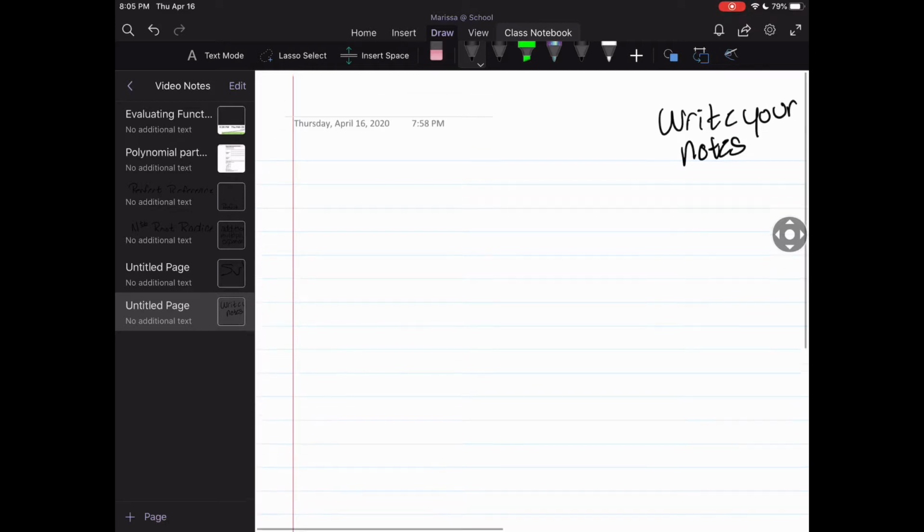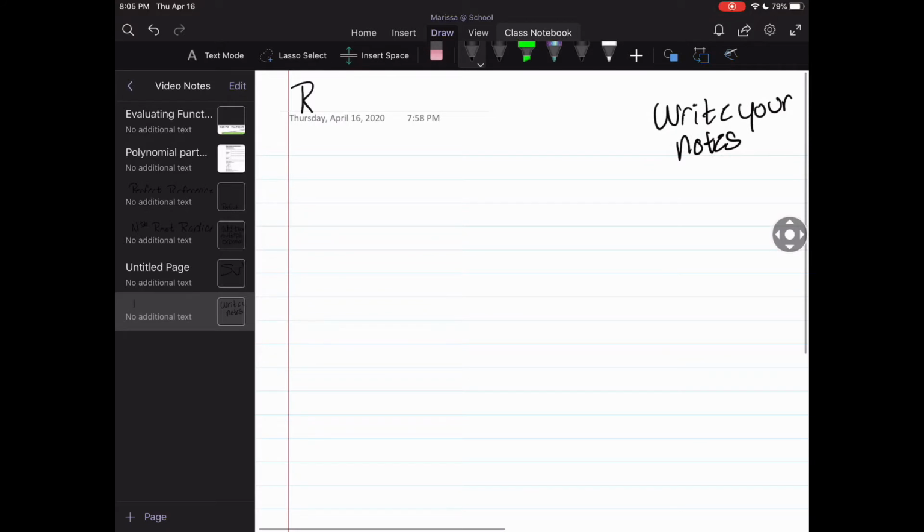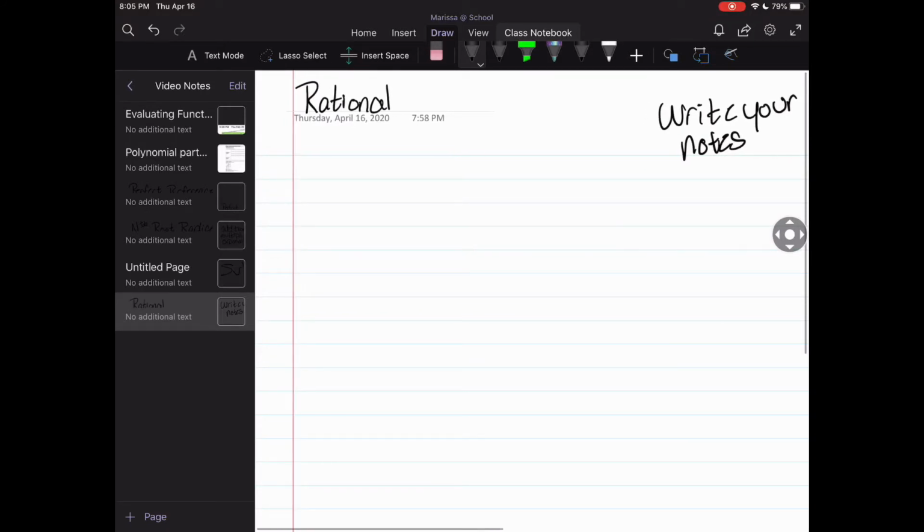So what we're going to be doing today, if you want to label the top of your page, we are doing rational exponents. We'll also be working with some other nth root radicals, but we're just going to label this one as rational exponents, so that way we are good and ready to go.